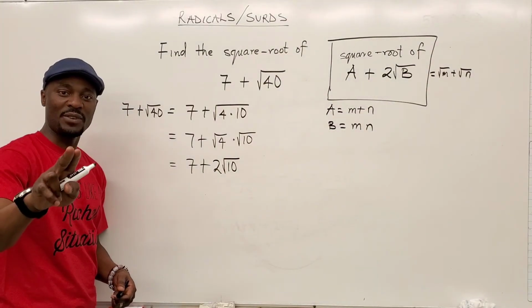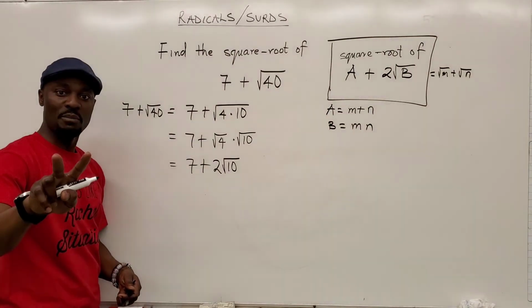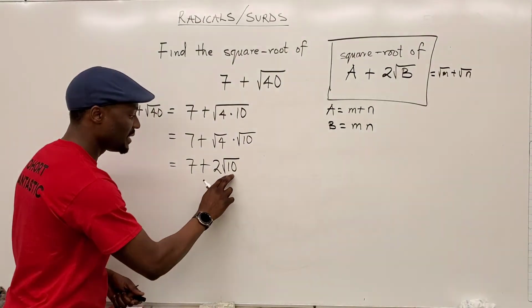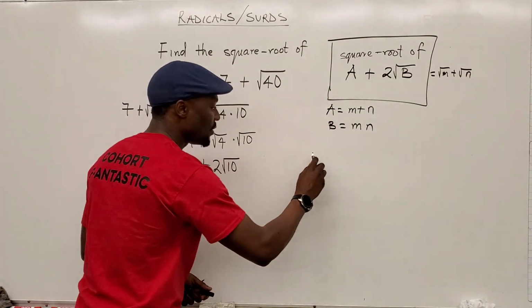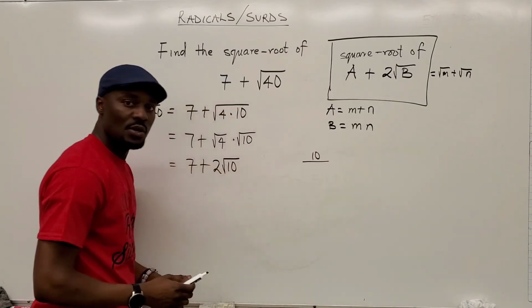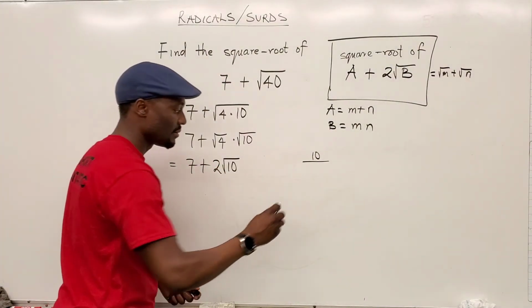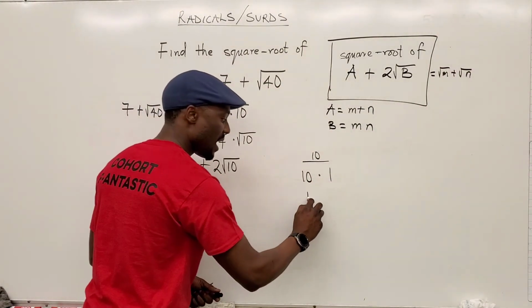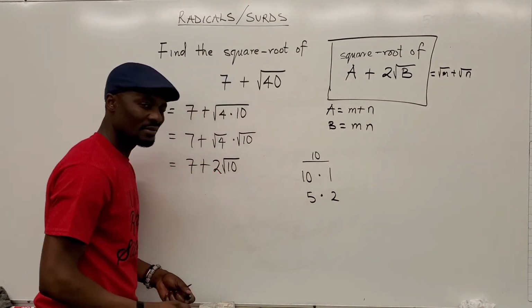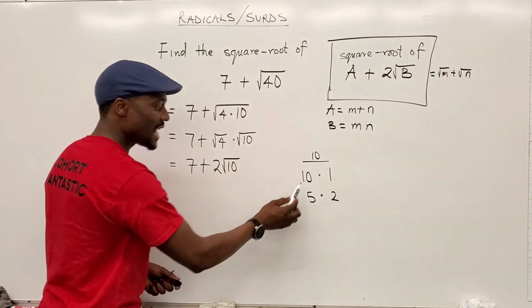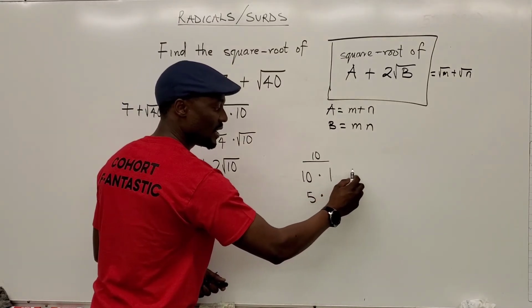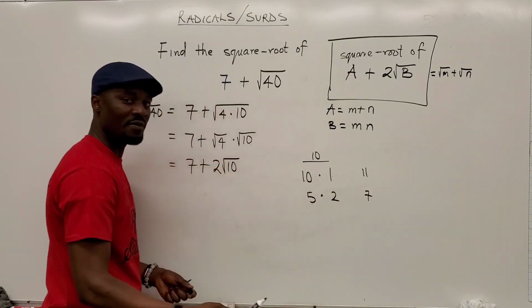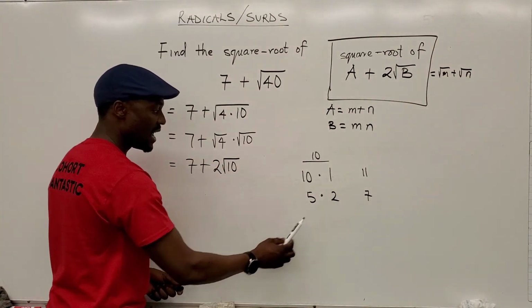Now I've got to think of two numbers that I will add together to get 7, but when I multiply them, I'm going to get 10. All you have to do is write your 10. What numbers will you multiply together to get 10? It's 10 times 1, 5 times 2. No other option. If you add these two numbers together, you're going to get 11, but the 5 and 2 add to 7. Ooh, I found the answer. So the numbers are 5 and 2.